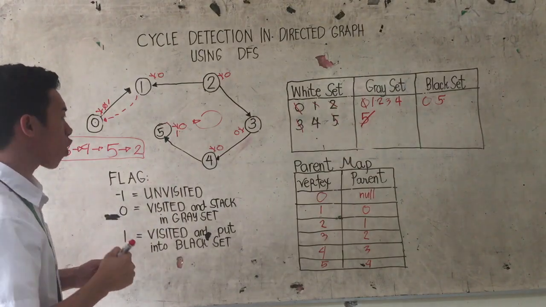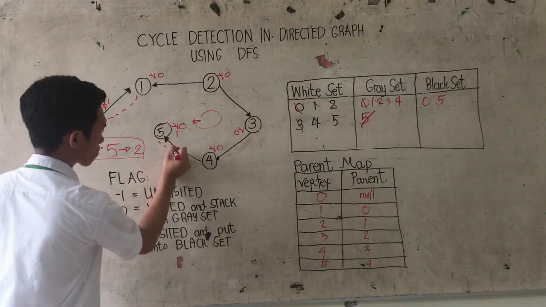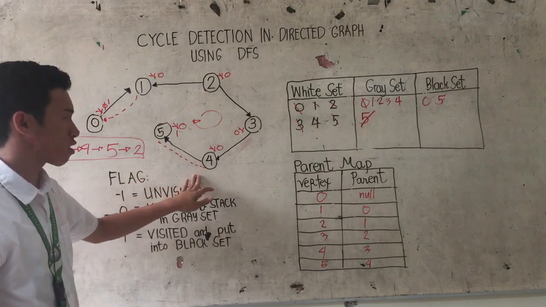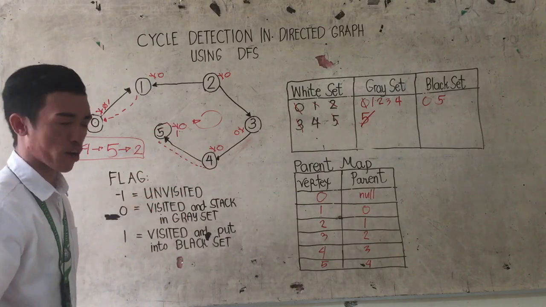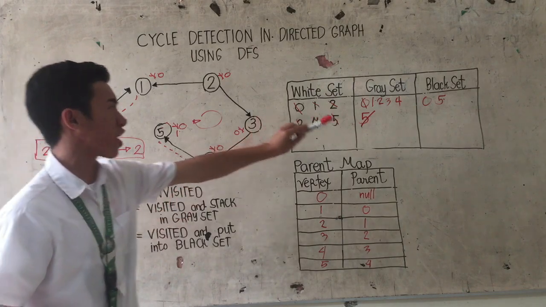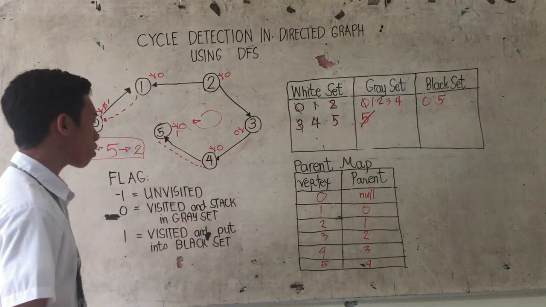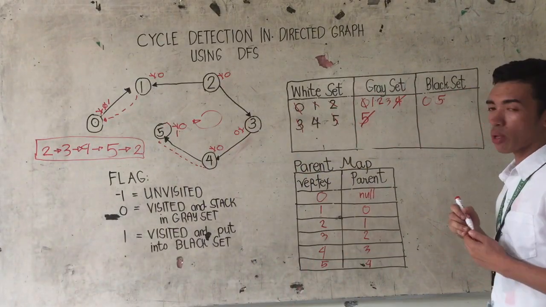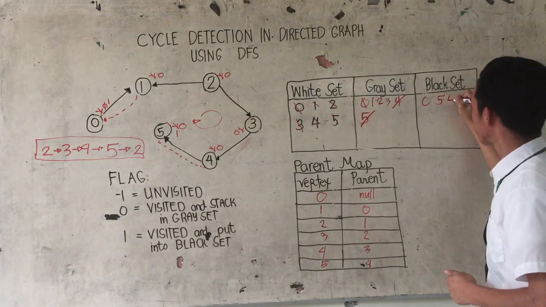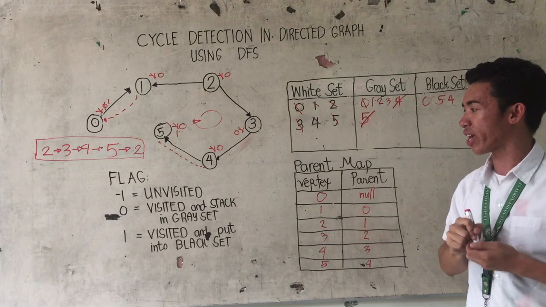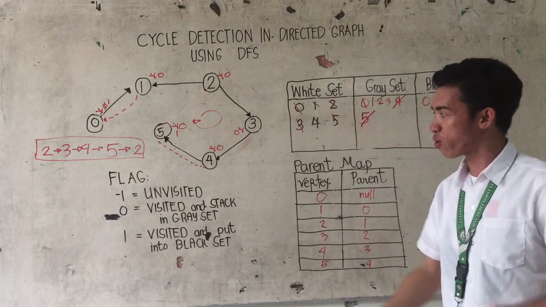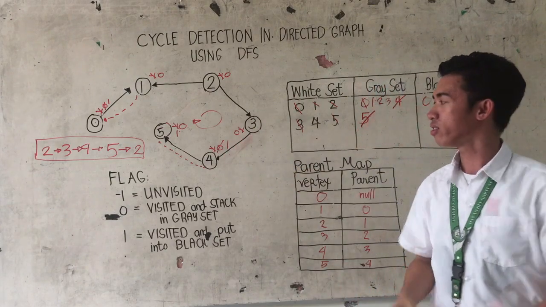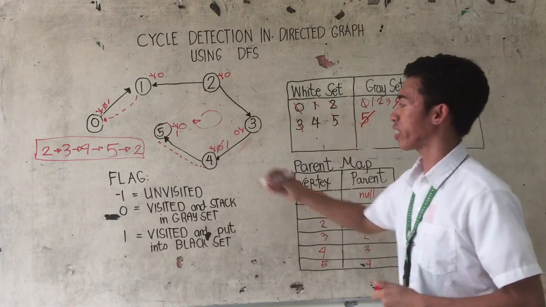And now, let's perform the backtracking. As you observe, we backtrack from 5 to 4. And now, we locate 4. Since 4 is already visited and in the gray set, it will be popped and transferred into the black set. The rule now is to change the flag from 0 to 1, because it's already visited. Now, let's go to backtracking.